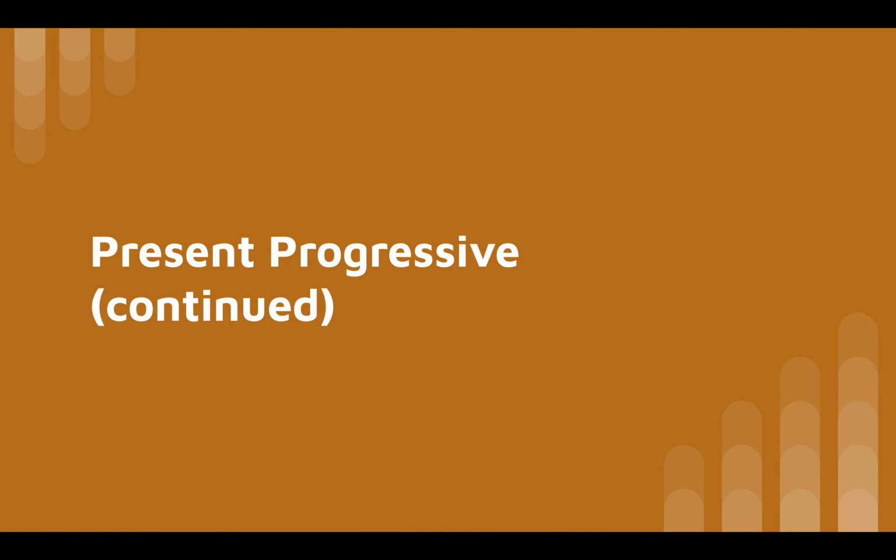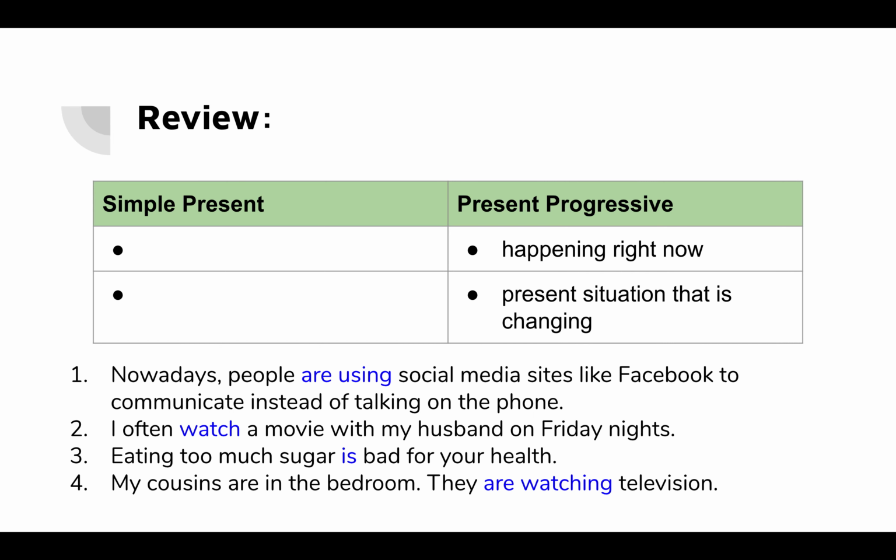Today we're going to talk about the present progressive verb tense. This is a continuation of what we've already talked about before about the present progressive. Before we get into the new topics, let's review what we already know.